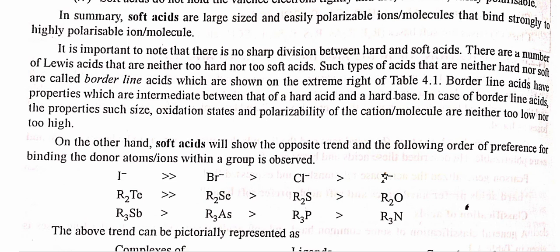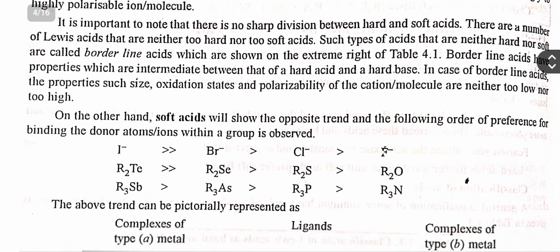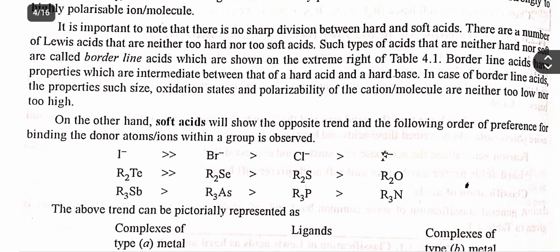Borderline acids have properties which are intermediate between that of a hard acid and a soft acid. In the case of borderline acids, properties such as size, oxidation state and polarizability of the cation or molecule are neither too low nor too high. On the other hand, soft acids show the opposite trend, and the following order of preference for binding the donor atoms within a group is observed.